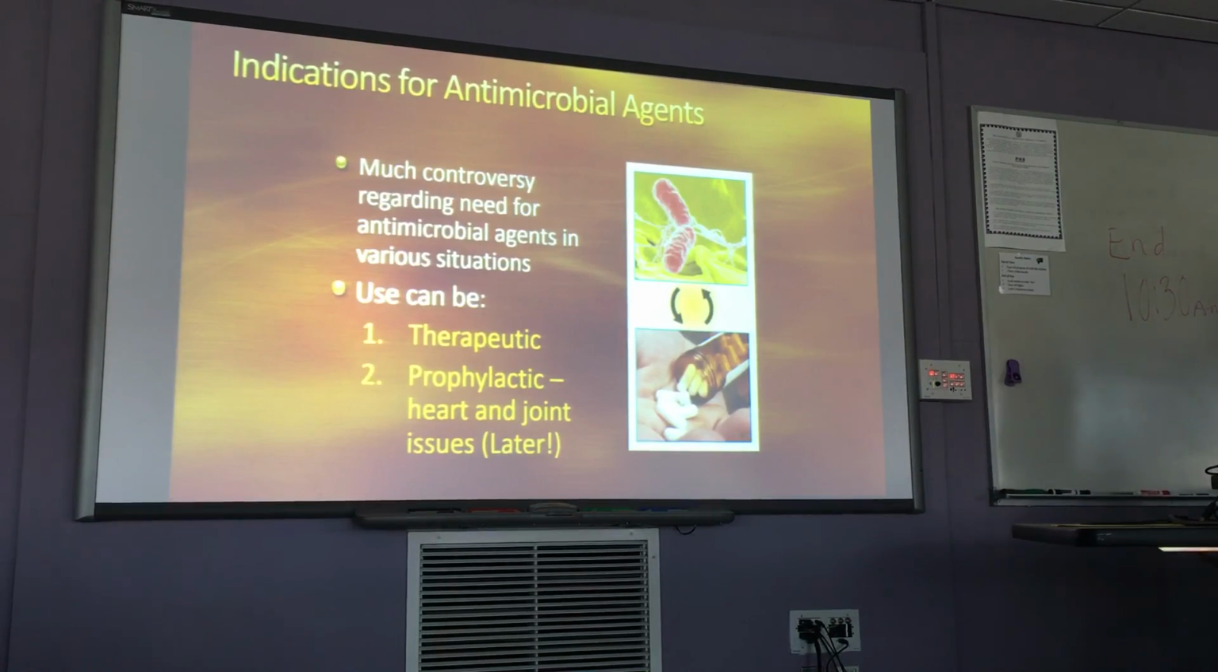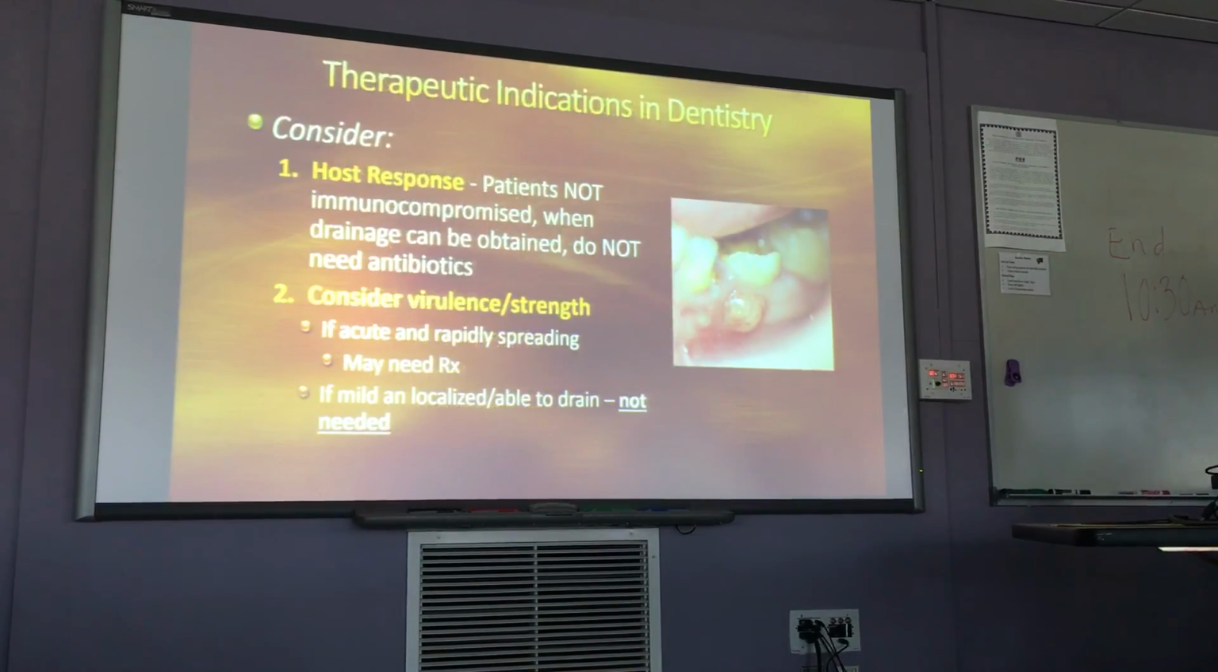Okay. What are the indications then for these antibiotics? I seem to be against, I'm not against, but they should be used discriminately because there's a lot of controversy about it, okay? We know that they can be used therapeutically, right, to treat an infection, or prophylactically in a preventive way, right? So we're talking about people with heart and joint issues, which we'll talk about in a little while. Okay, when should we use those as discriminately as possible?